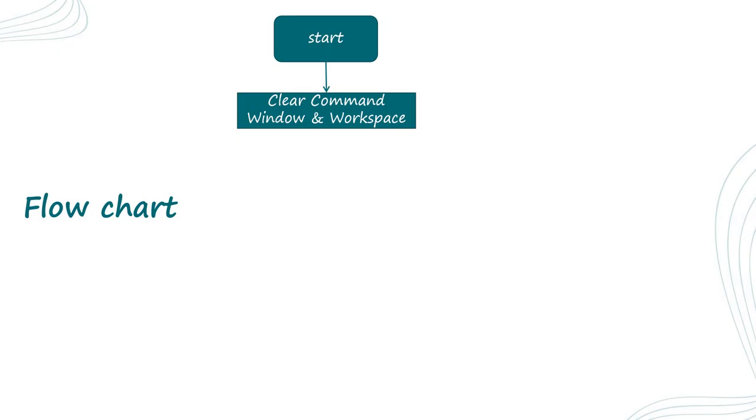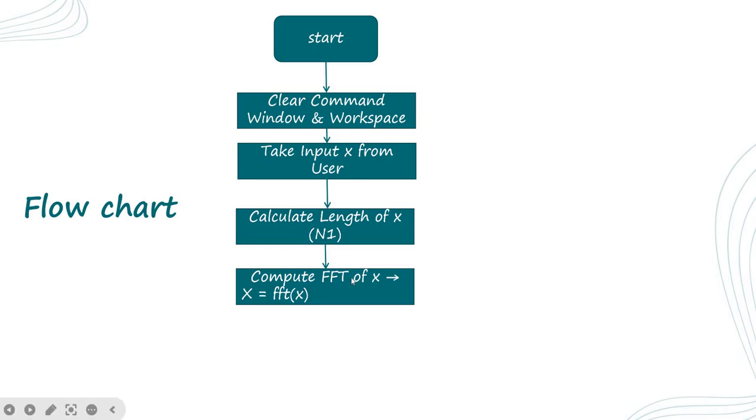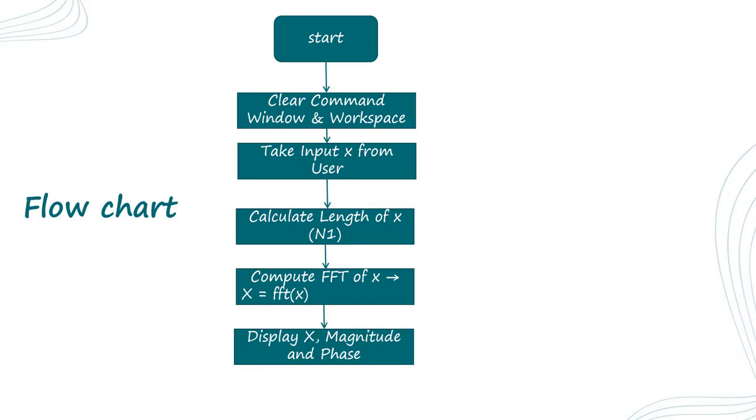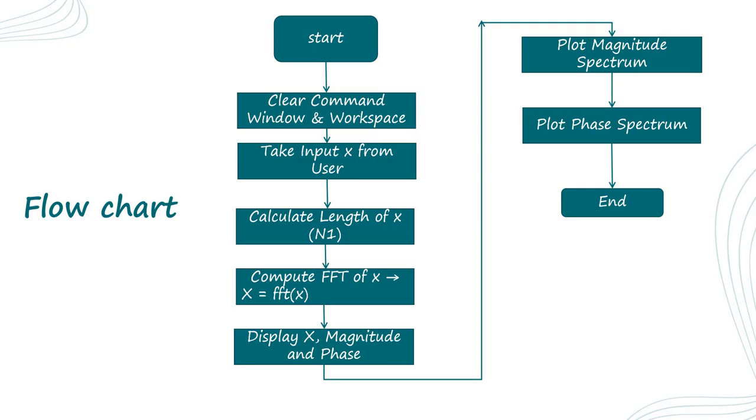We'll start. First we'll clear the command window and the workspace. Then we'll take the input x, that is, we'll take some sequence from the user, and we'll calculate the length of x, that is n1. Then we'll compute the FFT. So here it is: compute FFT of x, that is, capital X is equal to FFT of small x. Then display capital X, magnitude and phase, and plot the magnitude spectrum, plot the phase spectrum, and we'll end the program.